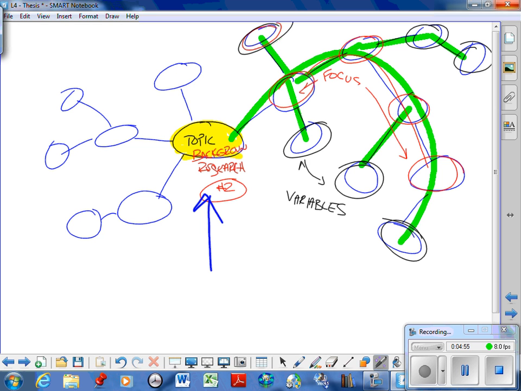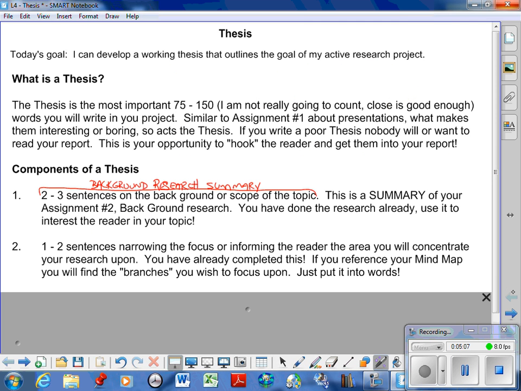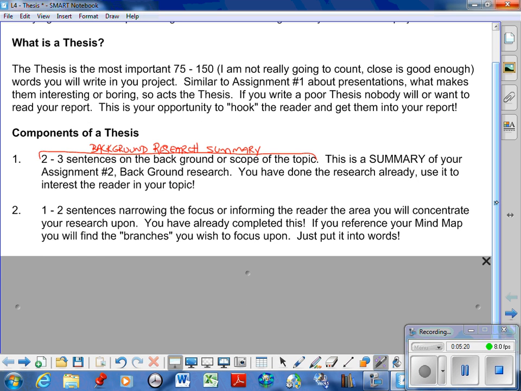So your 2 to 3 summary sentences should reflect on that. And then your next 1 to 2 sentences should be this main corridor, and you might have 2 branches, and there's no problem with that. Those next 1 to 2 sentences should be that corridor, and those branches are what are going to help you hone or fine-tune your thesis to tell the reader what you're focusing on. Okay? That's why that mind map is so important.